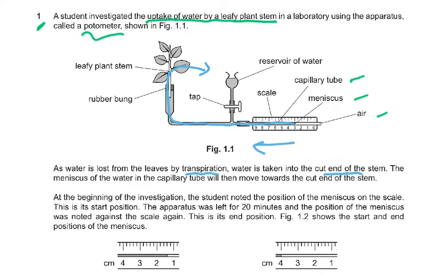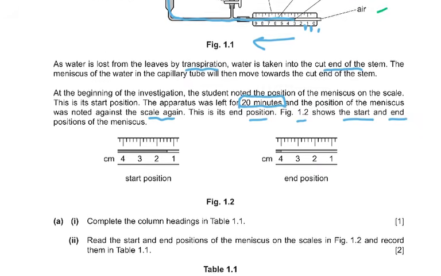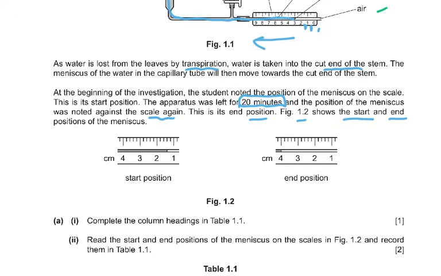At the beginning of the investigation, the student noted the position of the meniscus on the scale. This is its start position. So the start position could be somewhere here or somewhere here. The apparatus was left for 20 minutes and the position of the meniscus was noted against the scale again. This is its end position. Figure 1.2 shows the start and end position of the meniscus. Complete the column headings in table 1.1. Read the start and end positions of the meniscus on the scales in figure 1.2 and record them in table 1.1. This is 1 mark and this is for 2 marks.